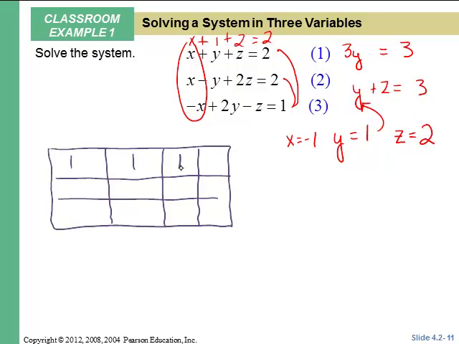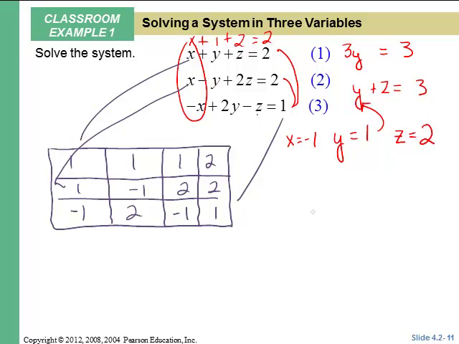1, 1, 1, 2, 1, -1, 2, 2. I'm just doing the coefficients of each one. -1, 2, -1, 1. So you see where each number comes from here. The x, 1 goes there, this one goes here, and so on. This is our matrix. We know that if we have an equation like ax equals b, we solve it by dividing both sides by a, right? Or by multiplying by the inverse.